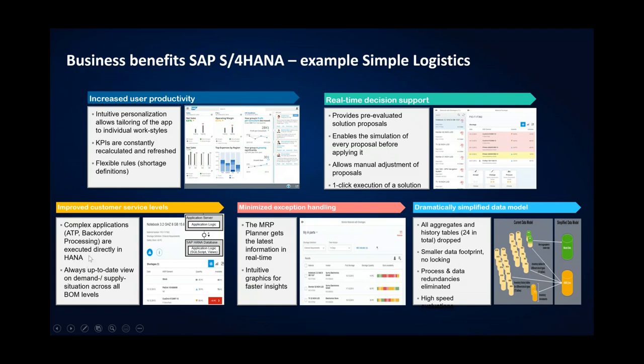Now, what they have done in HANA is make ATP, available to promise, better. Because what happens is that when you're doing available to promise, it goes to many, many tables actually.